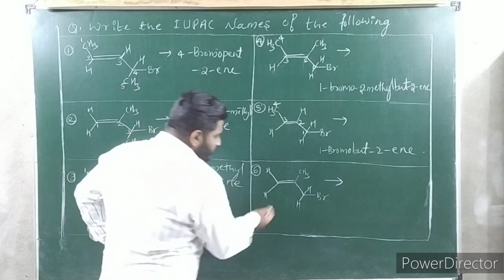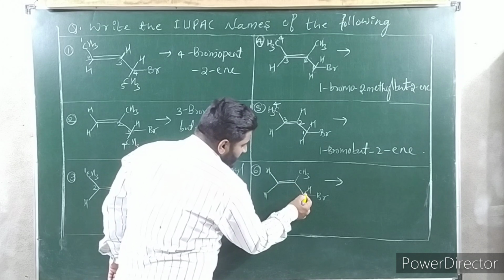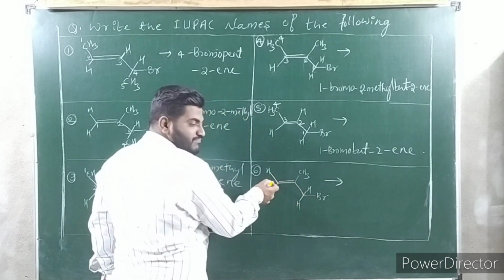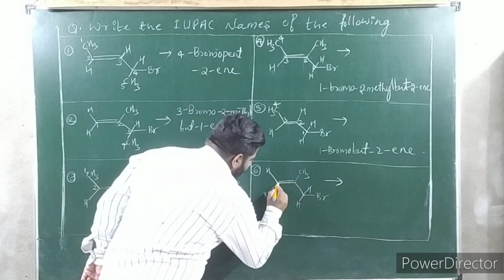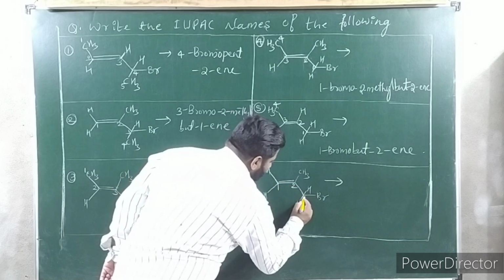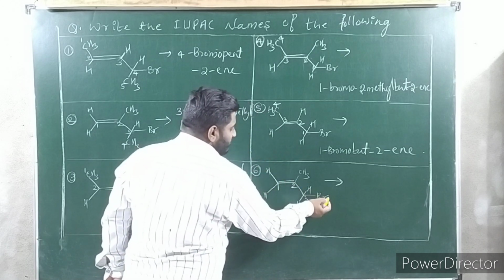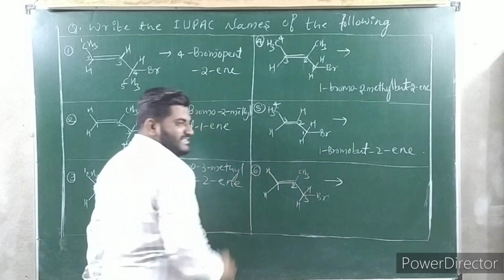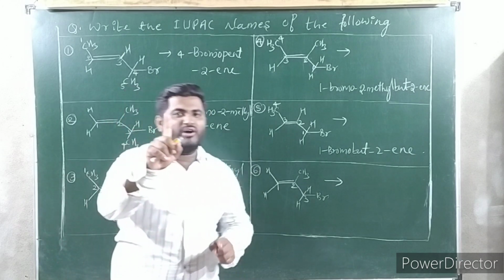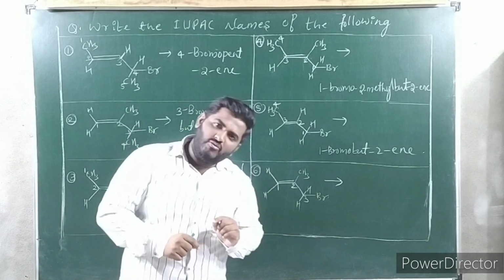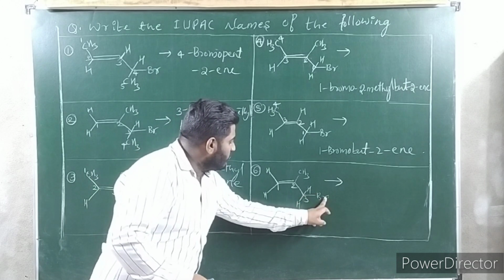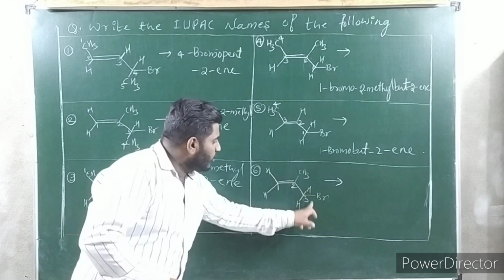So the last one, you see. This is the one way. 1, 2, 3. Otherwise 1, 2, 3. So first position alkene is there. We have to go like this only. 1, 2, 3. So third position bromo is there. Second position methyl is there. Alphabetical order: bromo comes first or methyl comes first? Bromo. So what is the name? 3 bromo, 2 methyl propane.